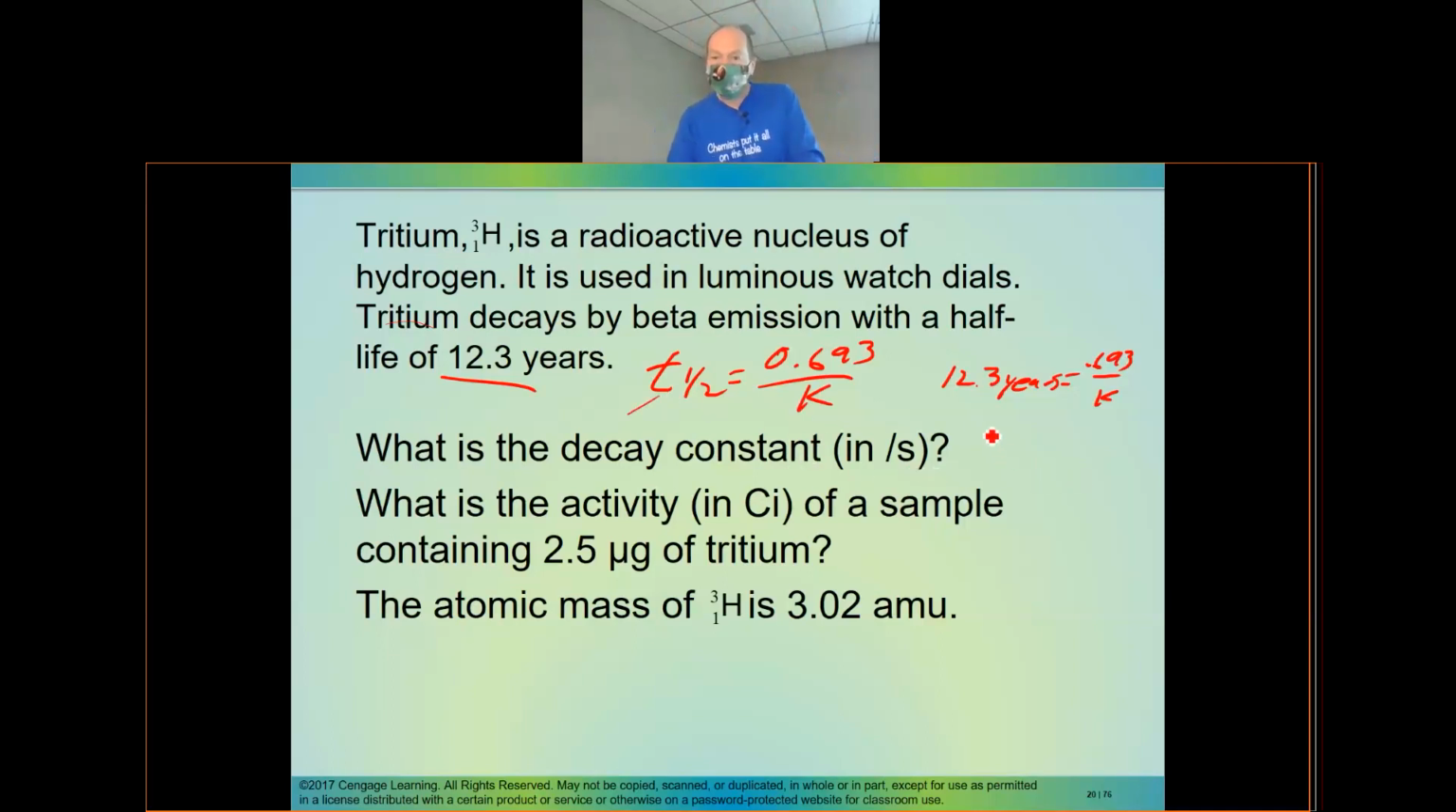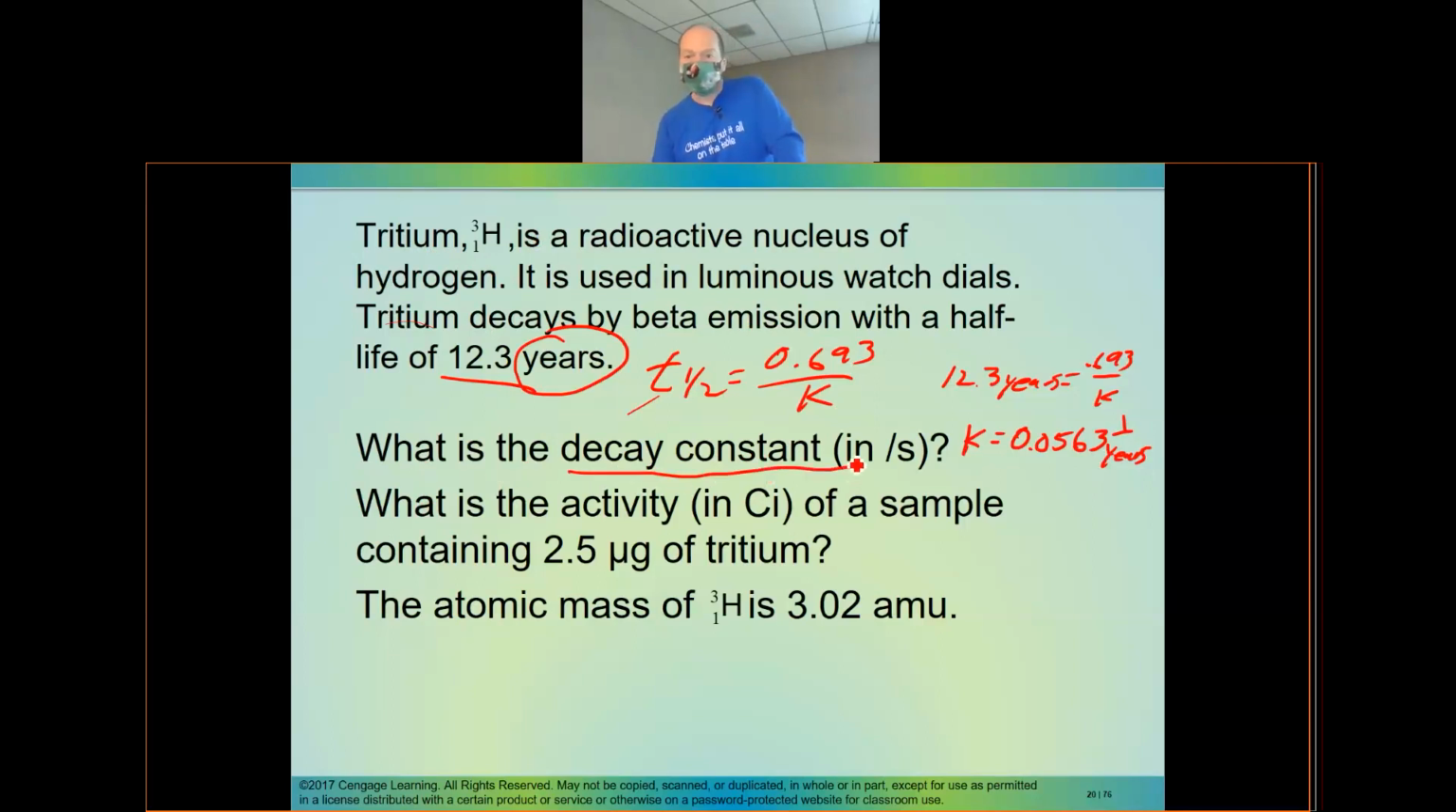All right, so your rate constant k for this process is 0.0563, and that is in 1 over years. All right, so we know the k is 1 over time. And this one I used years for my 12.3, so my k is going to be 1 over years.